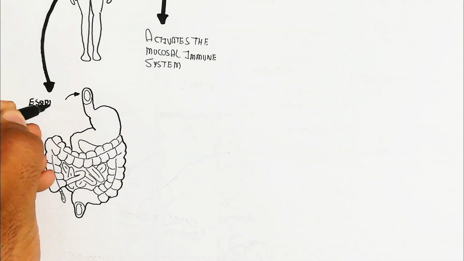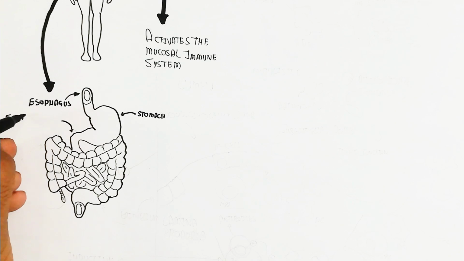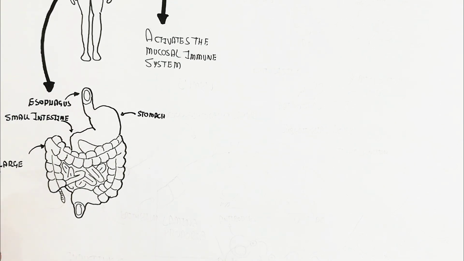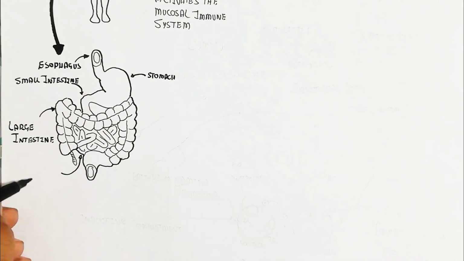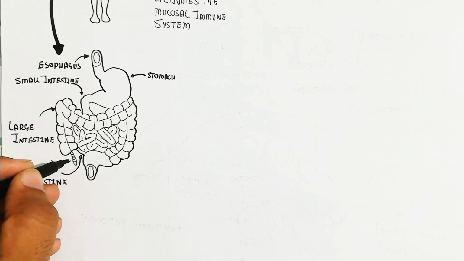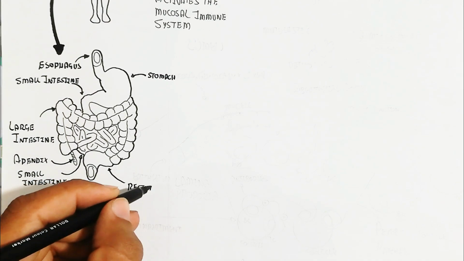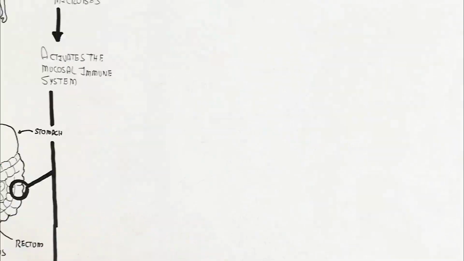Let's understand about the digestive system. This is the esophagus, stomach, small intestine, and large intestine, which contains the ascending, transverse, descending, and sigmoid colon. The small intestine is the duodenum, jejunum, and ileum, while here is the rectum and anus. The anus is used for defecation, while the esophagus is used for ingestion.